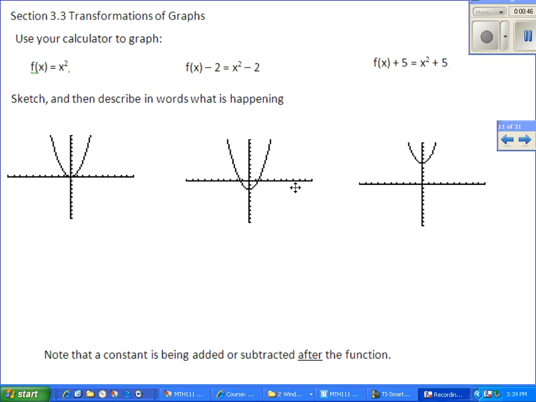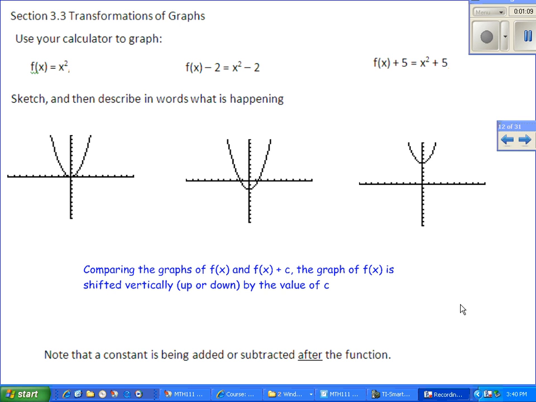So what's happening with these three graphs? It's the same basic function, but it's being slid up and down. This function looks just like this function, but every y value is 2 values lower than it is on the basic function. In this parabola here, every y value for a given x is a value of 5 higher than it was on the original function. So comparing the graphs of f(x) and f(x) + a constant, the graph of f(x) is being shifted vertically up or down by the value of c.